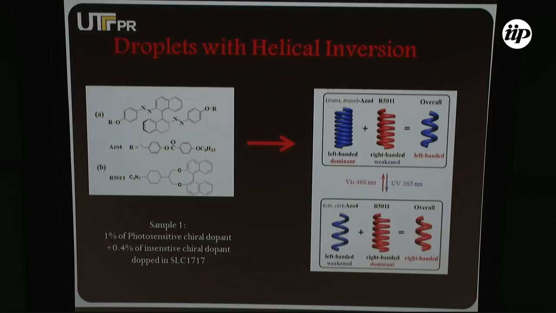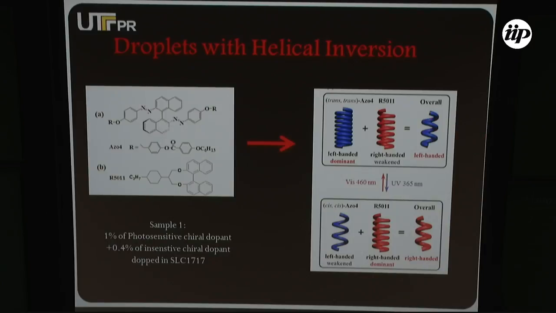So after this, we made another set of samples. In this case, we made samples that use a different chiral dopant. What we did is we used this chiral dopant and a regular one that doesn't undergo isomerization when you shine light. Before illumination, the left-handed chiral dopant, which is this one, dominates because the other one is right-handed. So the material is left-handed.